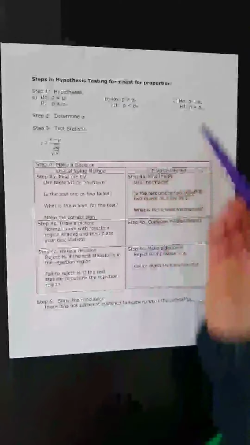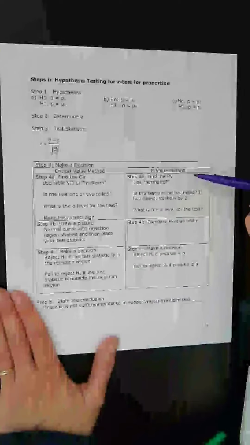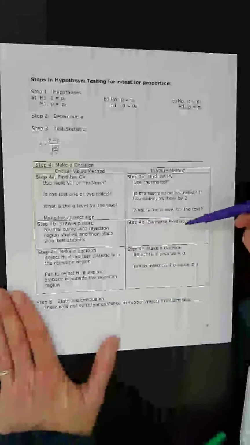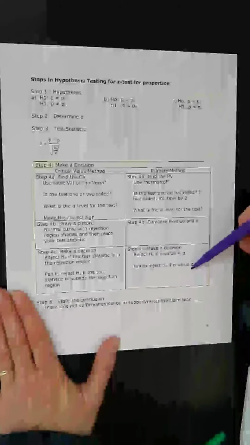So again, this is a review page, okay? Hopefully it's helpful for you to keep seeing the same things over and over, layered on. So we have our 3 different kinds of hypothesis with our not equal, less than, or greater than, determine alpha, find our test statistic. So now we have step 4, 2 different ways, and we're going to practice doing these both ways. So what's new is our p-value method. We find the p-value using normal CDF in the calculator, but if it's 2-tailed, we've got to double it because we'll have the other tail as well. And then we need to identify the alpha level. We're going to compare the p-value and alpha, and then we make a decision based on whether the p-value is less than alpha or greater than alpha.